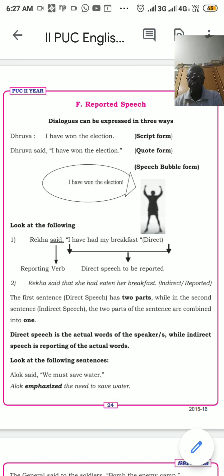And in reported speech, someone else speaks the same words of the speaker. It is reported. That is why it is called reported speech. Same example we see. Akash said that he studied medicine. You must see the changes. Akash said that he studied medicine.